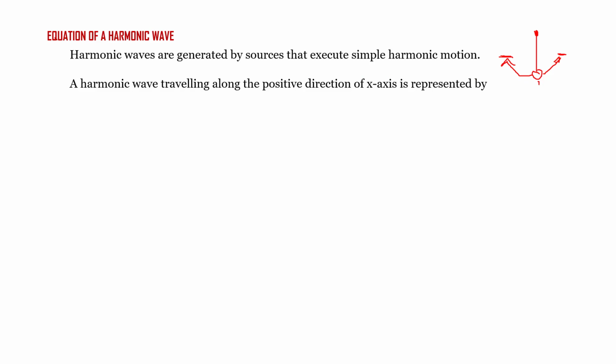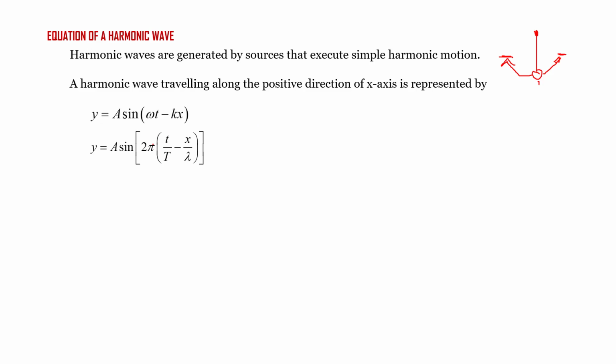Suppose this is also a simple harmonic motion. So a harmonic wave traveling along the positive direction of x can be represented as y equals a sine of omega t minus kx.